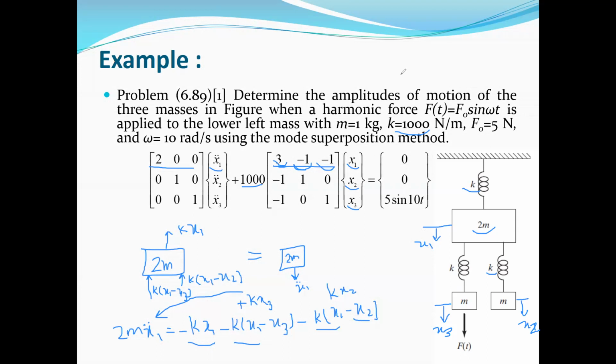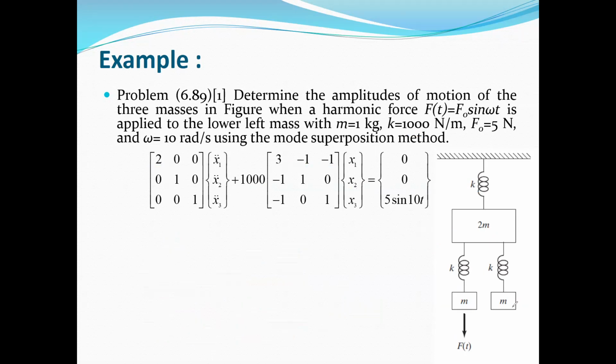The second equation can be obtained from the free body diagram for the second mass. For the second mass, we only have the force due to this spring, which is k times (x2 minus x1).